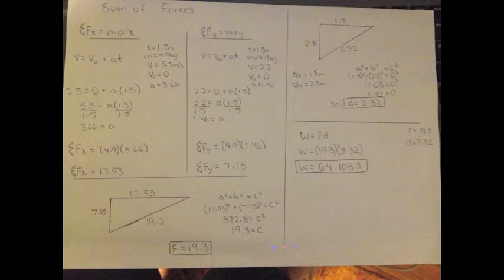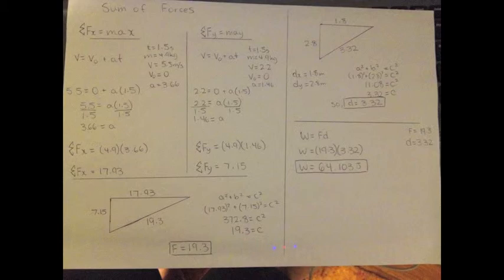Plug in our known values, and we have 2.2 equals 0 plus acceleration times 1.5. The 0 disappears, and we're left with 2.2 equals acceleration times 1.5. Divide each side by 1.5, and we're left with 1.46 equals the acceleration. Finally, we plug in our known values. F of y equals 4.9 times 1.46. So our force of the y is equal to 7.15.